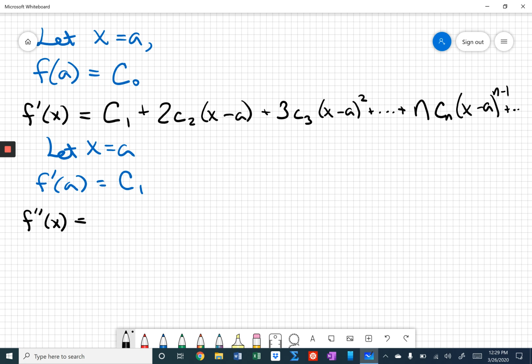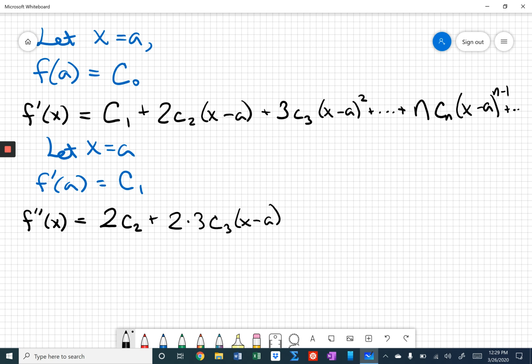F double prime of x, the c sub 1 will become 0, and then I'm going to end up with 2 times c sub 2 plus, now I'm not going to multiply the 2 and the 3, I'm not going to simplify the multiplication of 2 times 3 as 6. I'm going to leave this separate, and you'll see the reason why later. So it's going to be 2 times 3 times c sub 3 times x minus a.